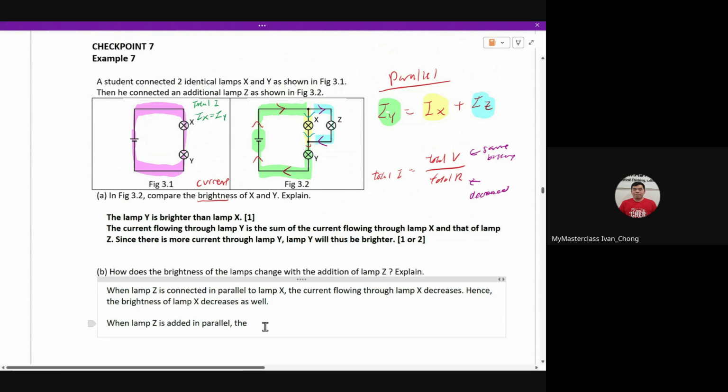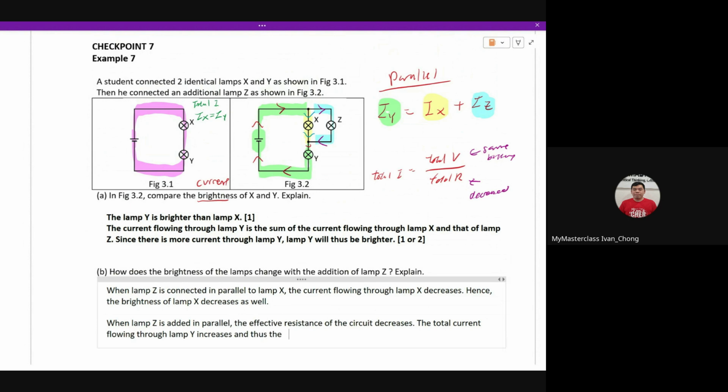Okay, so what we want to say is the effective resistance of the circuit decreases. So when it decreases, the total current flowing through lemY increases, and thus the brightness of lemY increases. Can you all see that? So basically, you need to stare at it very carefully. You are only comparing the current of that particular device that you are measuring, so you are just looking at lemX. You only want to focus on the current in lemX.